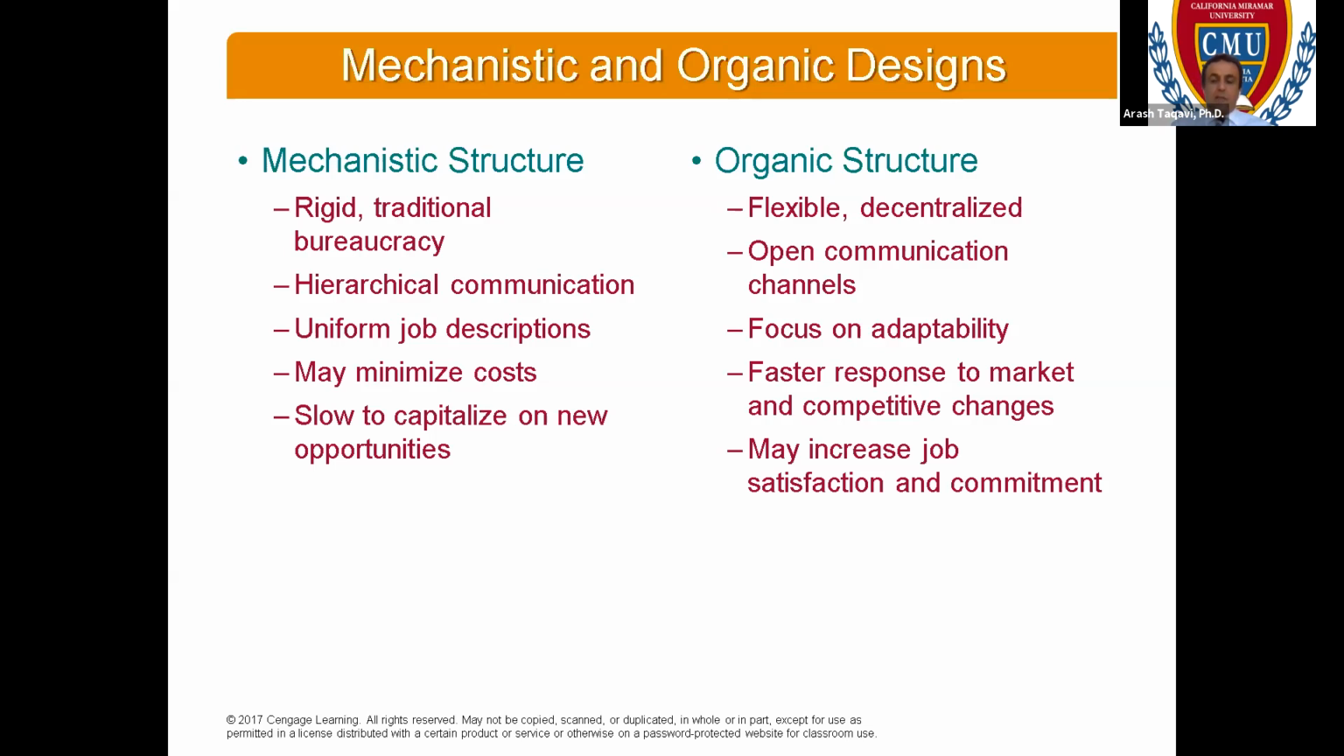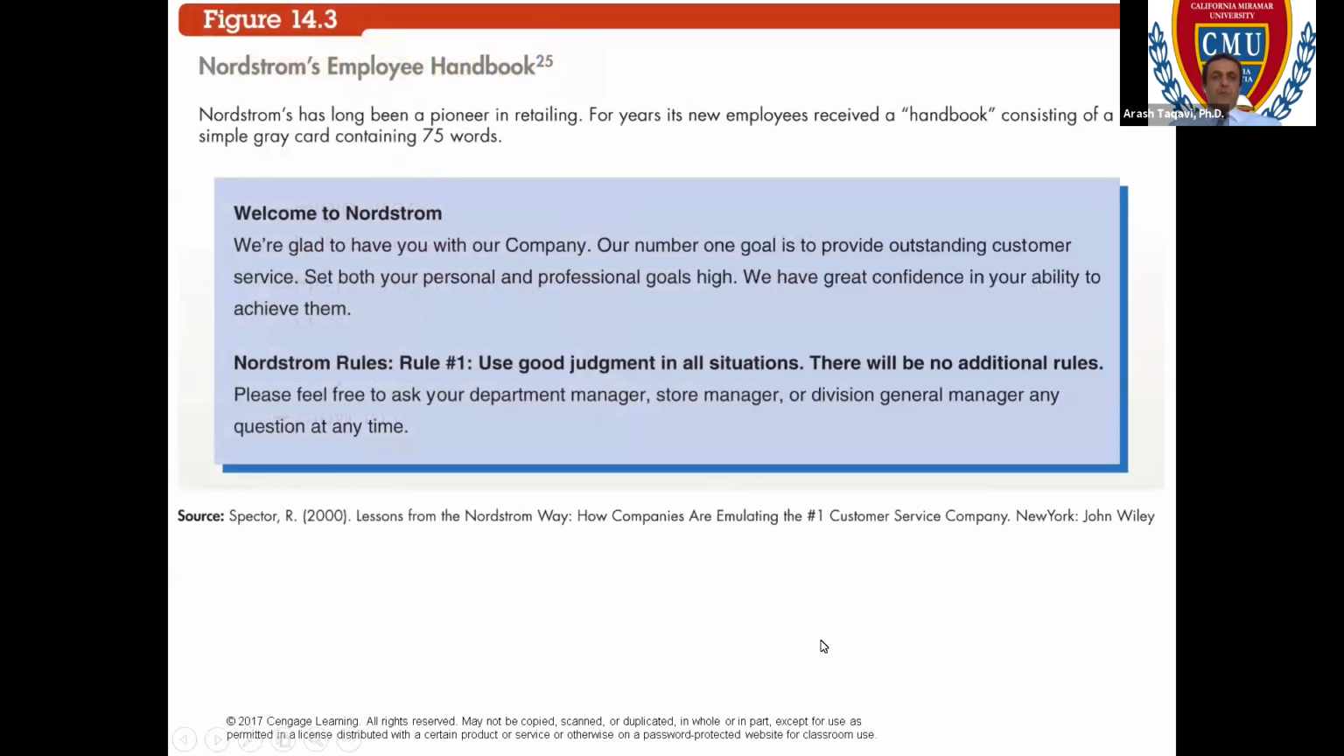So organic design for contemporary organizations is a very, very necessary part of shaping organizations. For example, you see here the Nordstrom Employee Handbook. Nordstrom has been a pioneer in retailing. For years, its new employees received a handbook consisting of a simple gray card containing 75 words.